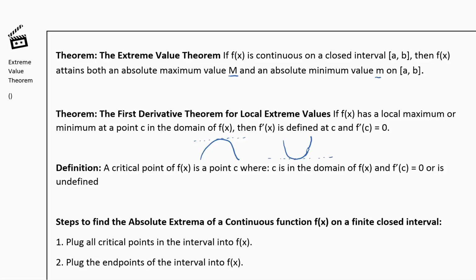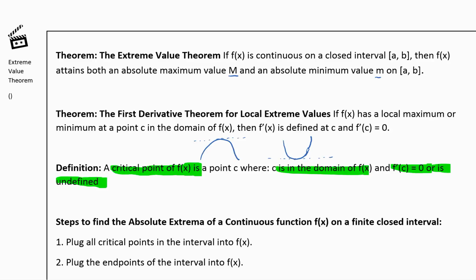Next we need to define the term critical point. A critical point of f of x is a point c, where c has to be in the domain of the function, where the derivative is equal to 0, or the derivative is undefined.